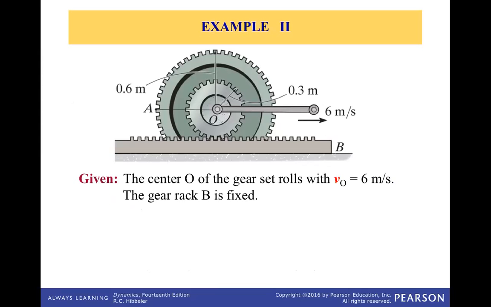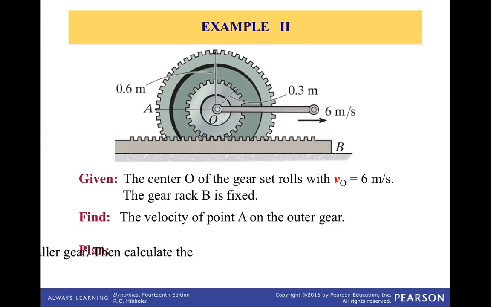Cool. So then let's look at example 2 here. Given that center O of the gear set rolls with V0 at 6, and the gear rack B is fixed, we are looking for the velocity of point A on the outer gear.